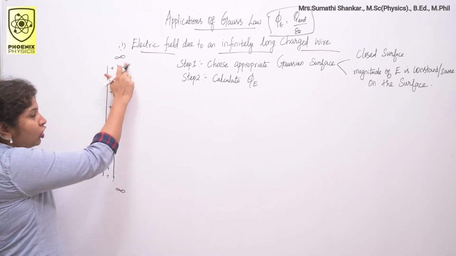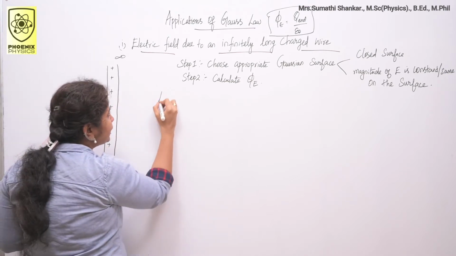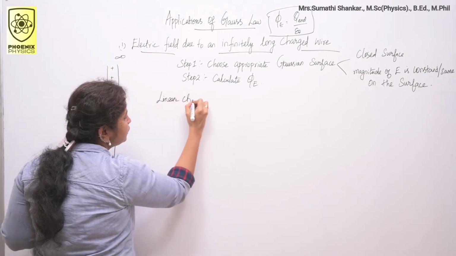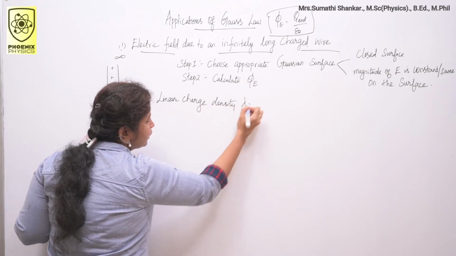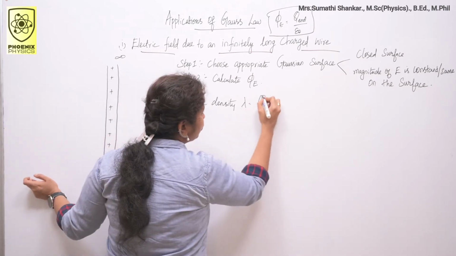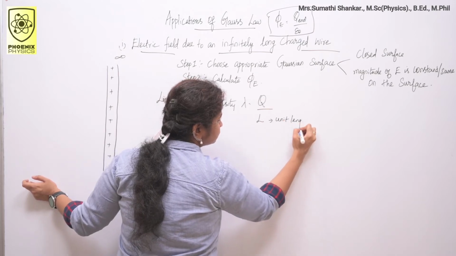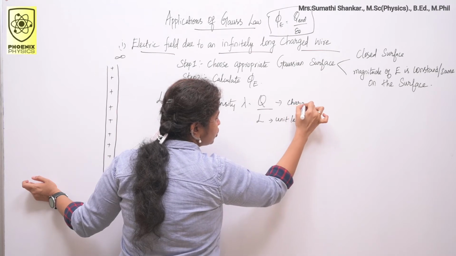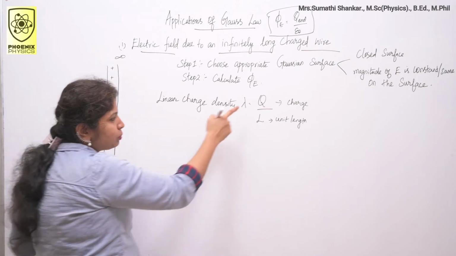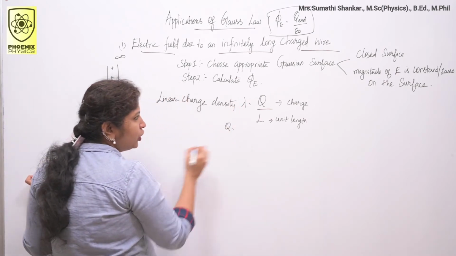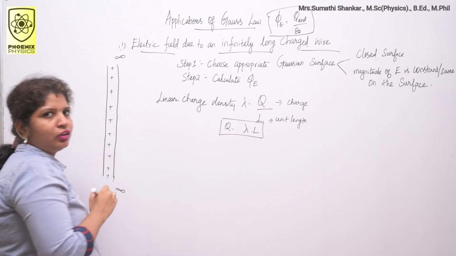Consider an infinitely long straight wire with a uniform linear charge density lambda. It is denoted by Q by L. L means unit length. This is charge. So charge per unit length is called linear charge density. Suppose if you want to calculate Q means you can write lambda L. Don't forget this relation, lambda L.